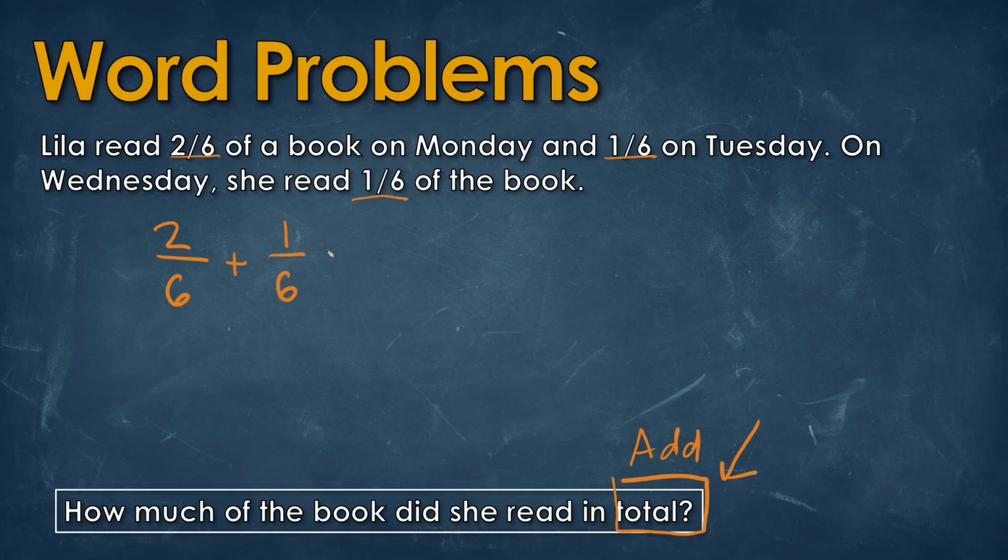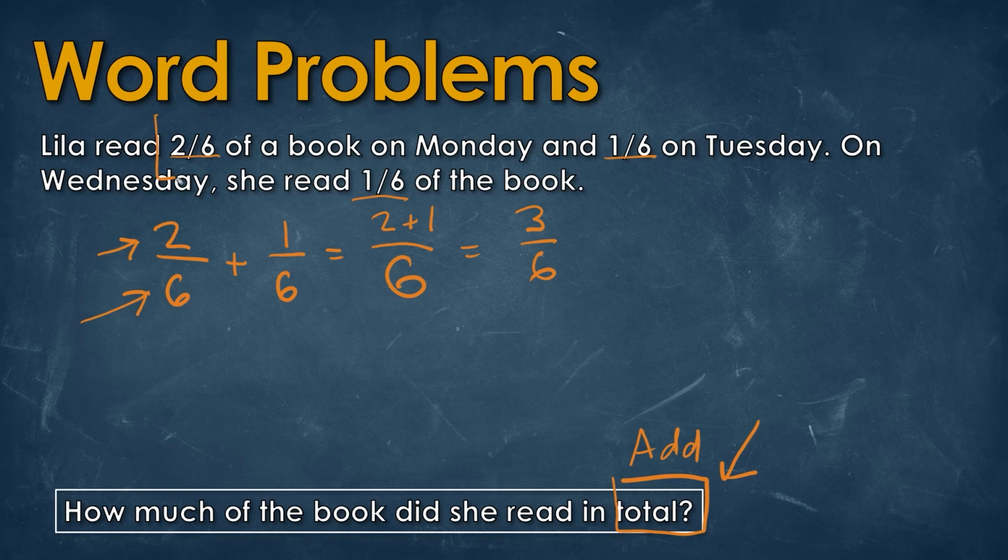When we add, we make sure that the bottom numbers are going to be the same. And if the bottom numbers are the same, we keep that bottom number the same. We call this bottom number the denominator. And the top numbers, what we end up doing is we just add those two numbers together. And we call the top numbers the numerator. When we do that, we're going to get 2 plus 1, which is going to be equal to 3/6.